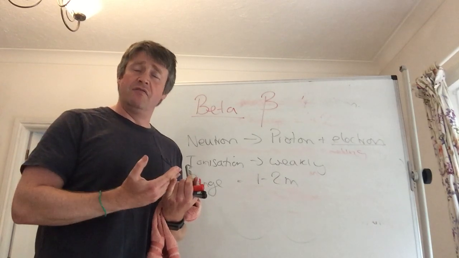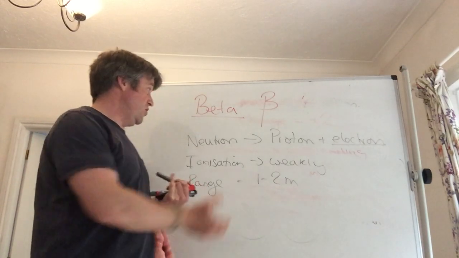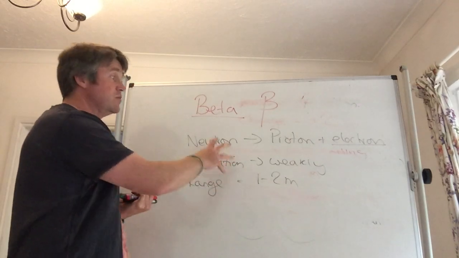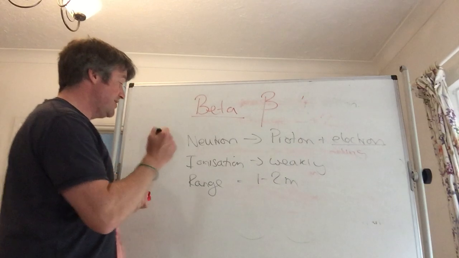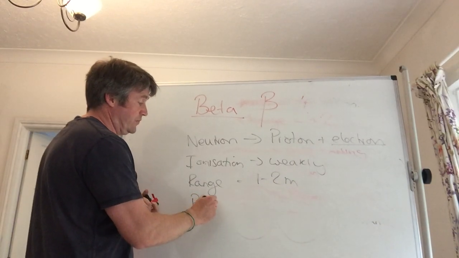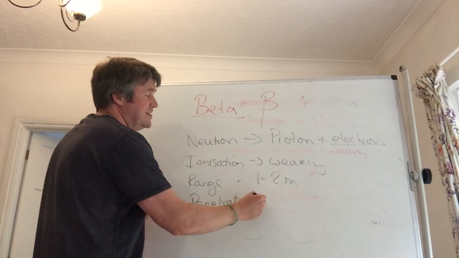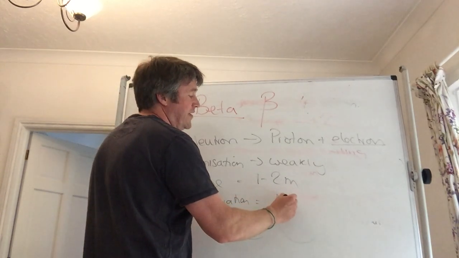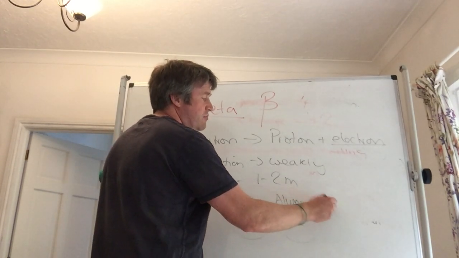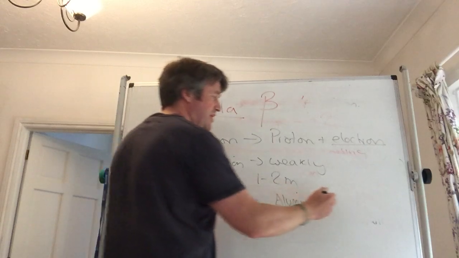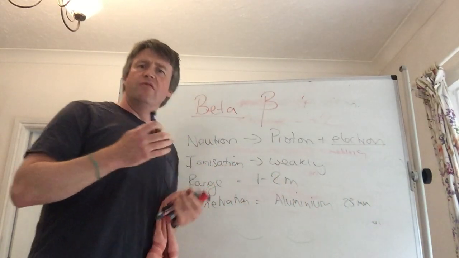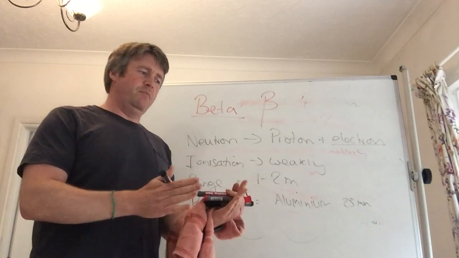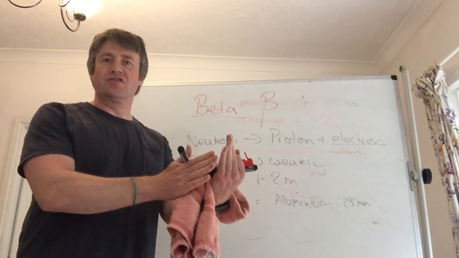Actually, if you go further than 2 centimetres, although it's less ionising, beta would be more dangerous than the alpha because the alpha's not going to reach you. And the same thing about penetration. It is only stopped by aluminium. So it can get through paper, but it's stopped by aluminium, about 25 millimetres of aluminium. So put a piece of aluminium in front of this and it's going to stop it.